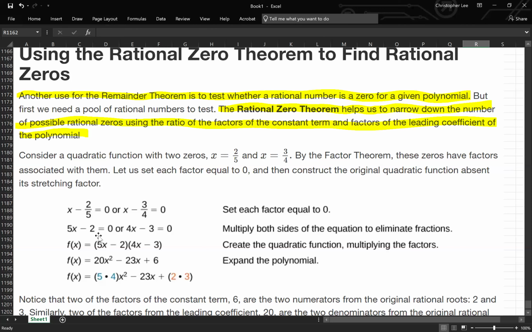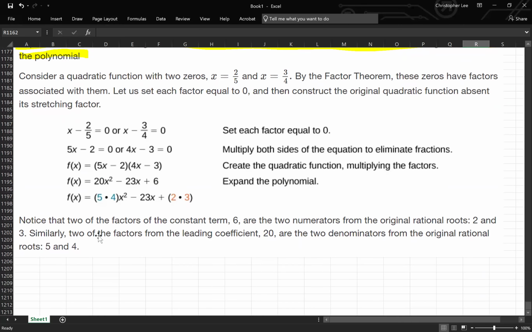Well, basically just multiply everything by 5, right? So you have 5x minus 2 equals 0. Multiply everything by 4 for the other one. You have 4x minus 3 is equal to 0. Those are your factors, 5x minus 2, 4x minus 3, right? If we distribute it out, it comes back to the original function. No surprise there, right?